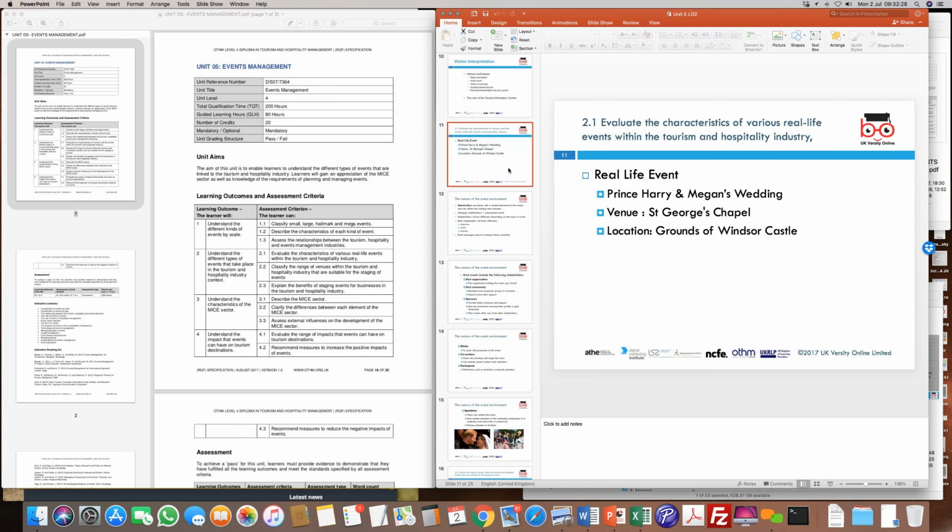In this case, this event was obviously a man-made event. It basically falls into a category wherein the event happened live, and then we had a lot of celebration of these events in terms of parties across the UK.